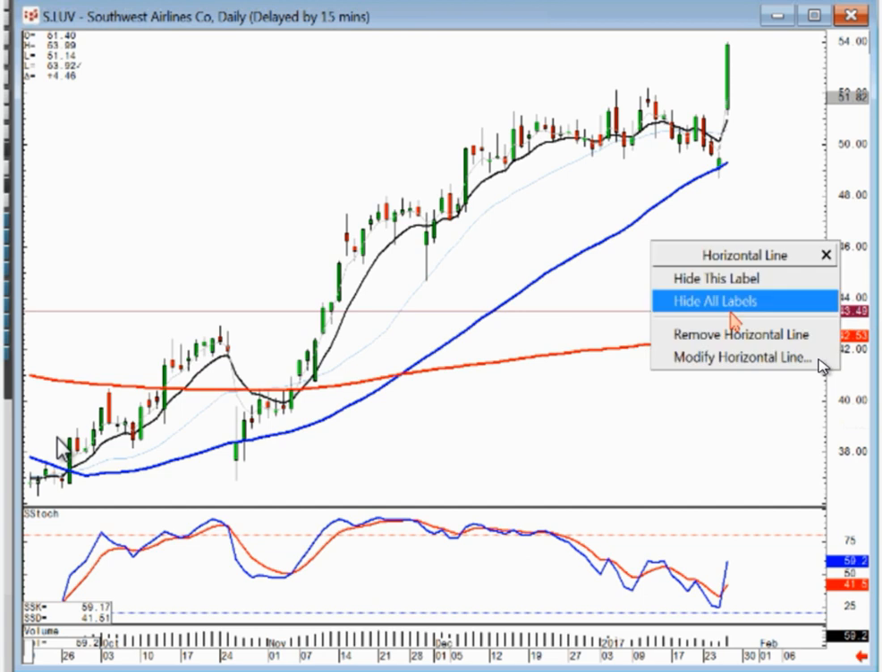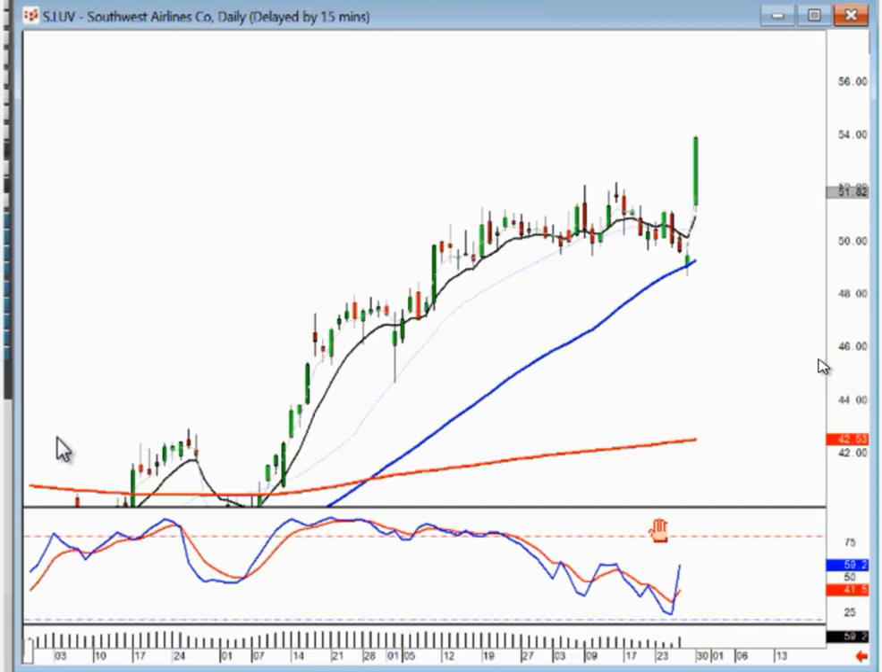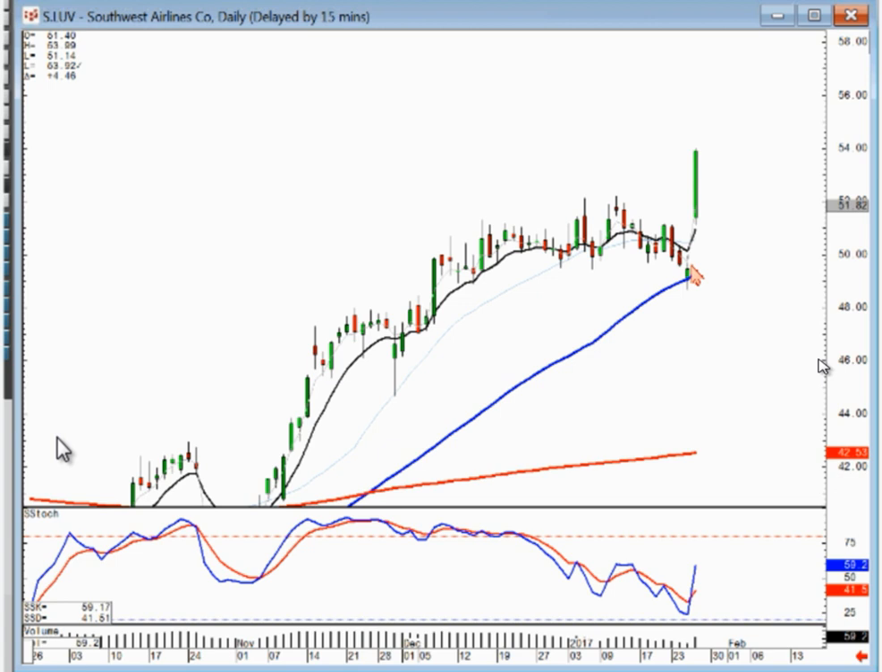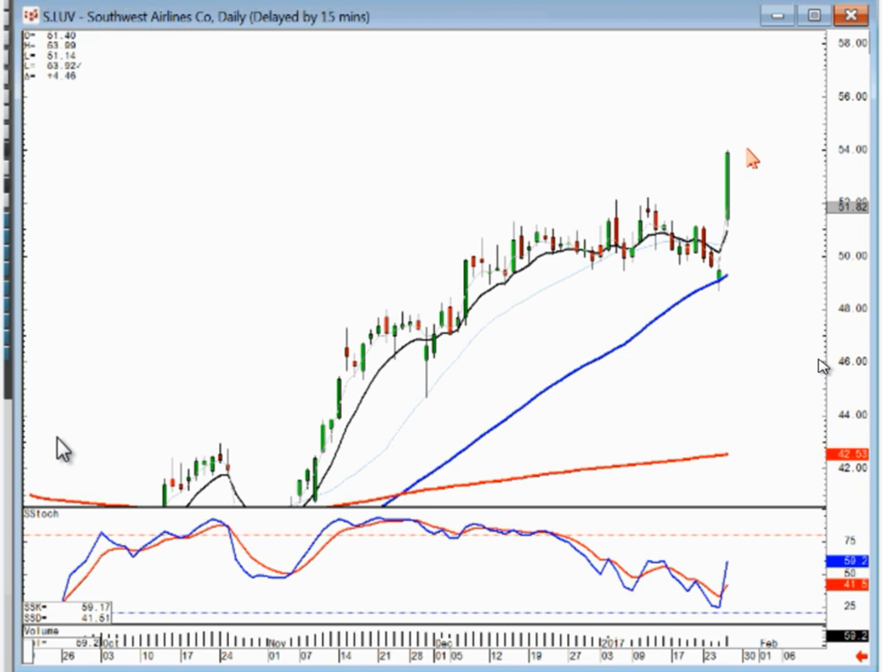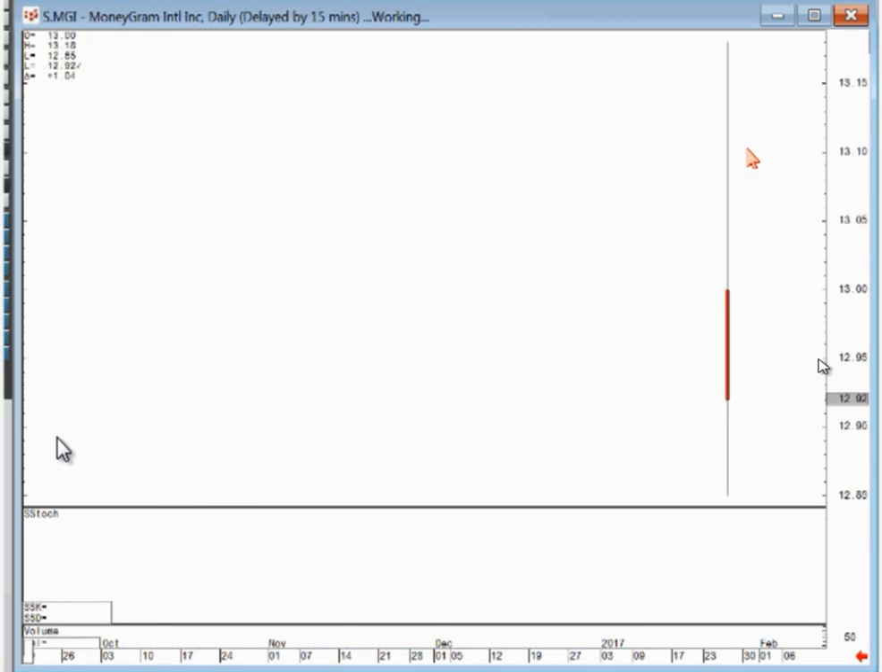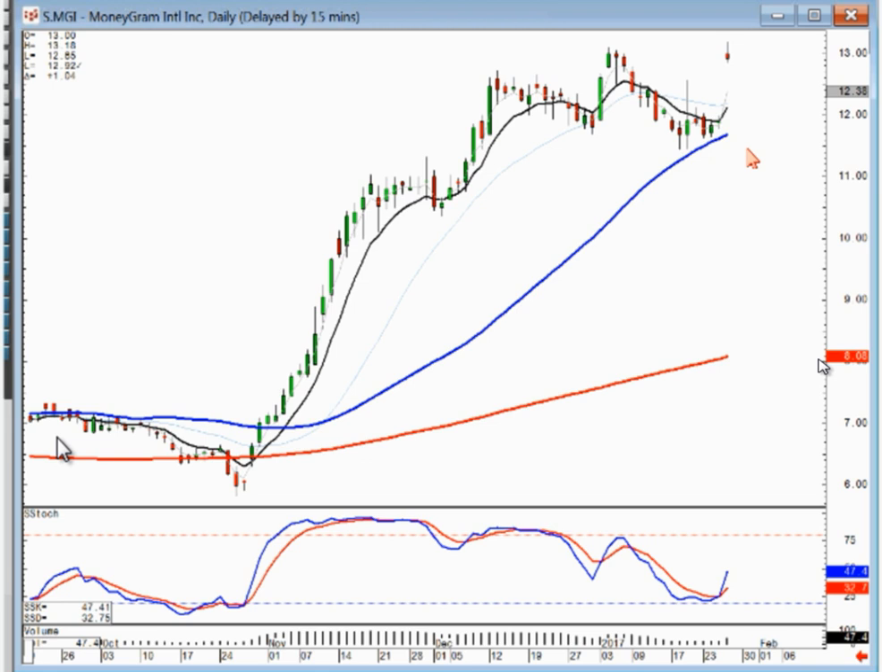Southwest Airlines. Notice what it did today. A little doji spinning top off the 50, and then they gap it up. Probably going to be in a 45 degree off of here, the same trajectory as it was before. So I can analyze a chart and know with a high degree of probability which direction it's going to move.